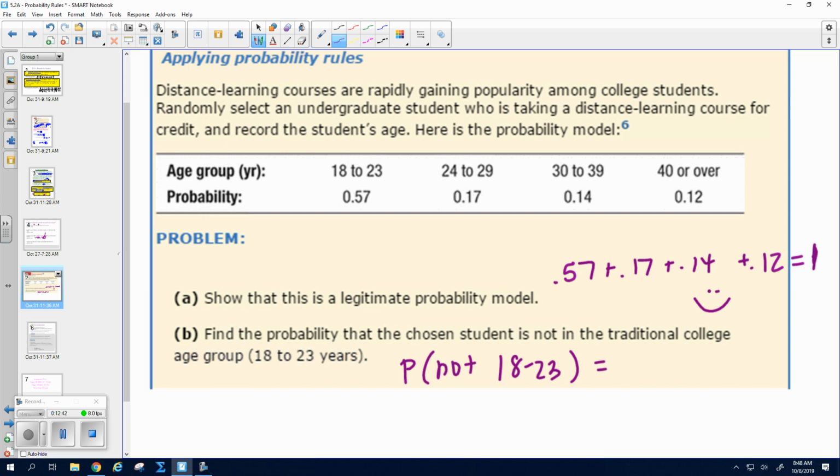There are 2 ways to do this. Evan, what's one way you could do this? Add what numbers? Yep. So using the complement rule, you could do 1 minus 0.57, right? So if you're not in this age group, then it's 1 minus that, okay, and get your answer. Or you could add up 17%, 14%, and 12%, and those should be the same answers. Any questions?